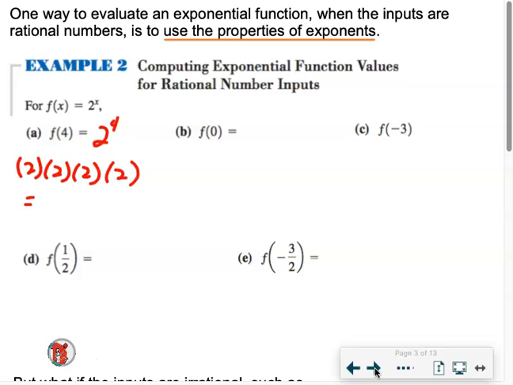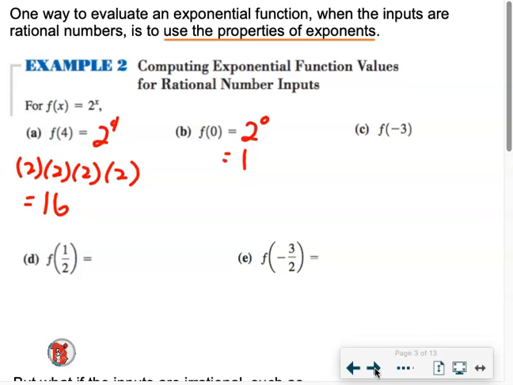And then do the math. Most people have memorized that 2 to the 3rd is 8, and then they can just take that times 2 more and get 16. Then, for b, we have f of 0. Well, anything to the 0 power is just 1.